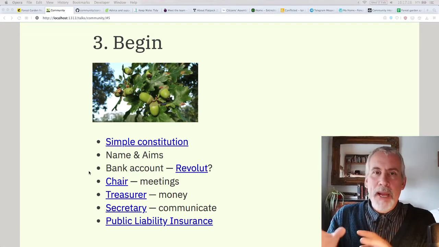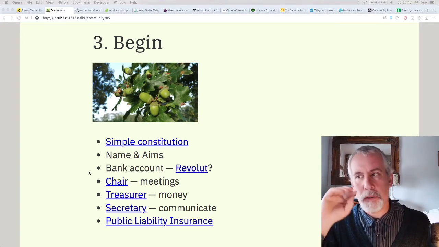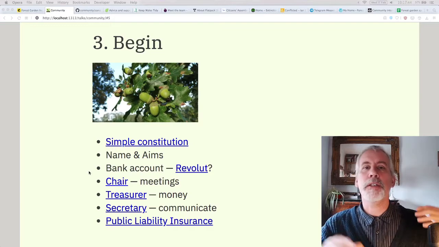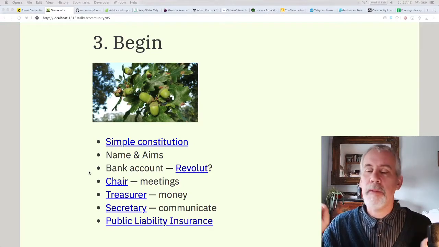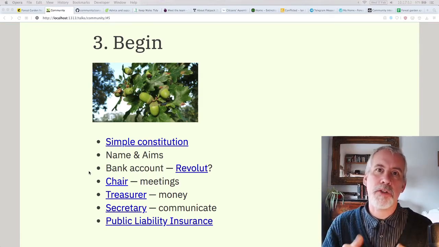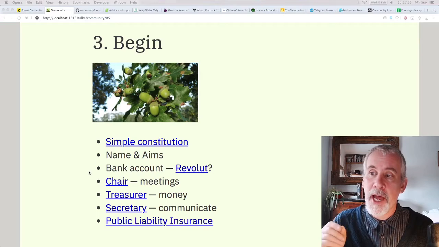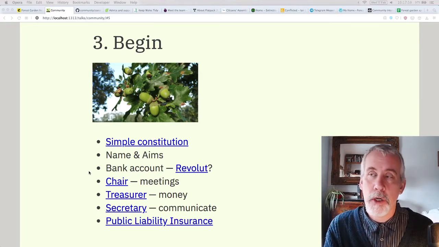And then the basic structure is very, very simple. A chairperson who chairs the meetings, a treasurer who deals with the money, and a secretary who deals with the communication. Vast simplification, but that's good enough to know. So you have a chair, a treasurer, and a secretary. And if you have any kind of workshops running, you do need to have public liability insurance.